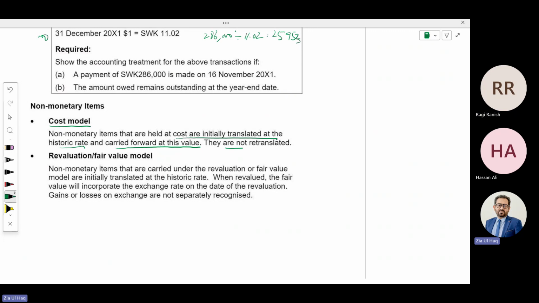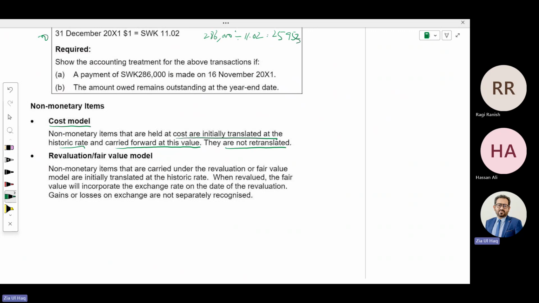They are not retranslated. Only monetary items we need to retranslate at the reporting date using the closing rate. But for non-monetary items, if we purchase during the year, we have calculated according to that transaction date rate, they will remain the same at the year end date. Even if the exchange rate is different at the year end, their amount will remain the same.